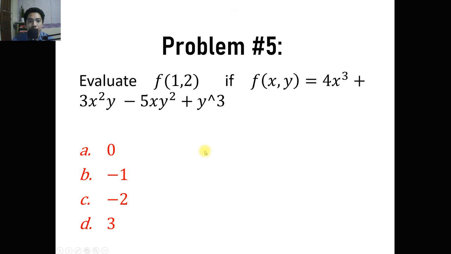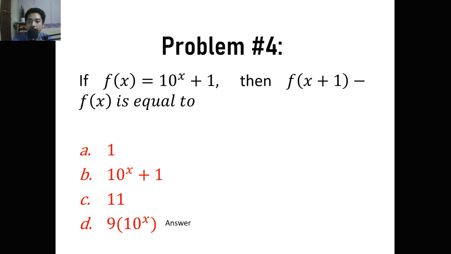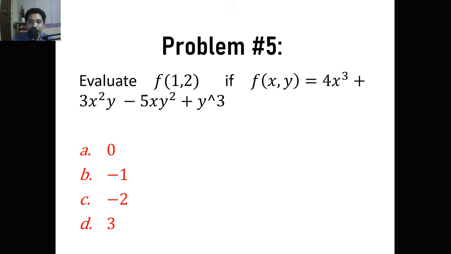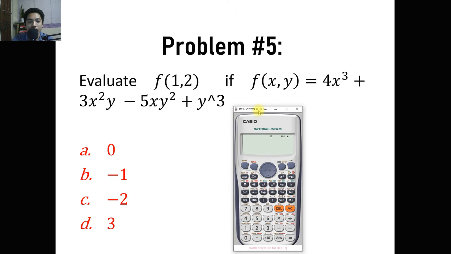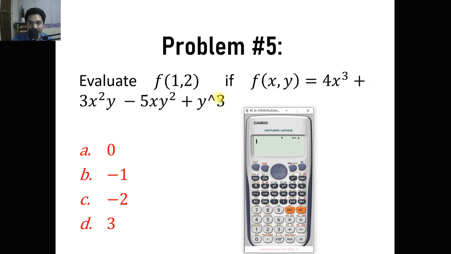We go now to number 5. For number 5, evaluate f of 1, 2. It means that this is xy, because if f of xy, meaning the function is composed of x and y, two variables. So we have f of x and y equals 4x cubed plus 3x squared y minus 5xy squared plus y raised to 3. I forgot to type this as an exponent, but this is y cubed.